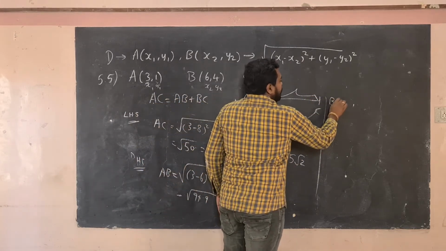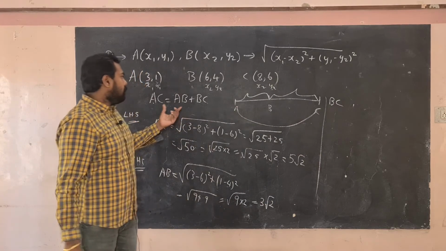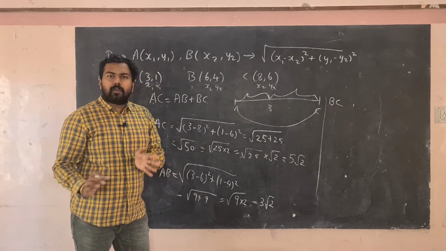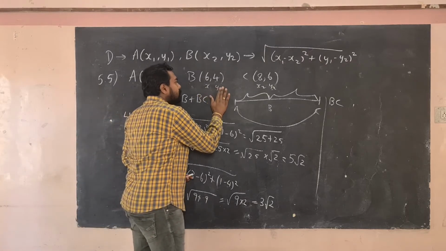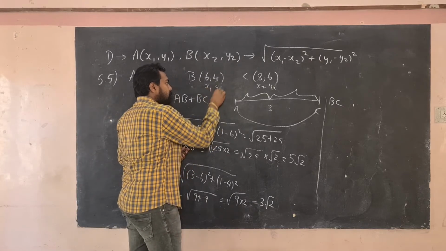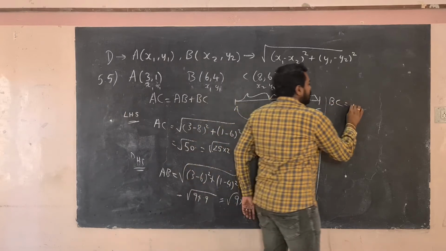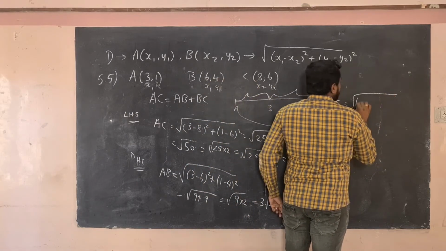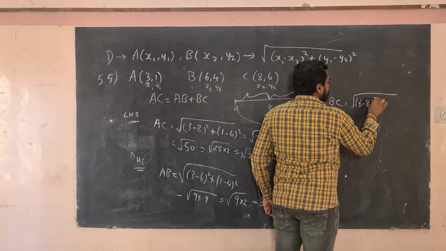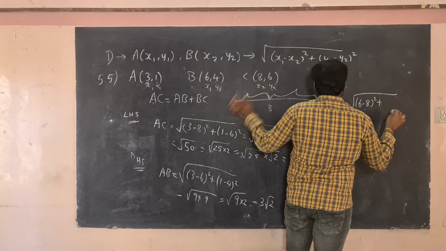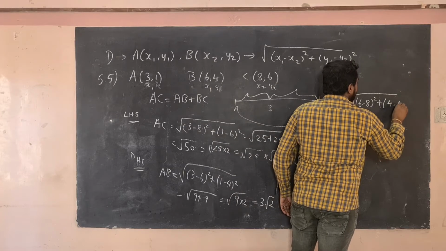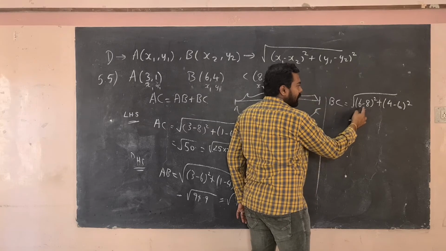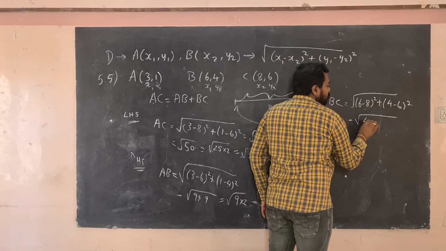Lastly, the remaining is BC. What is the formula for BC? Consider these 2 points B and C. So I am going to take this as x1 y1. Okay. So what is the formula? Square root of x1 minus x2. So 6 minus 8. Square root of 6 minus 8 the whole square plus y1 minus y2. That is 4 minus 6 the whole square. Right? What is 6 minus 8? 6 minus 8 is minus 2. Minus 2 the whole square is 4.